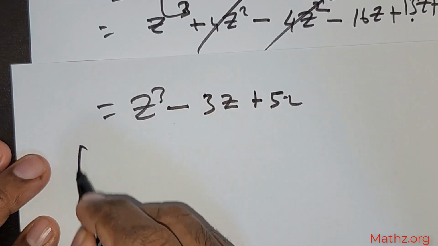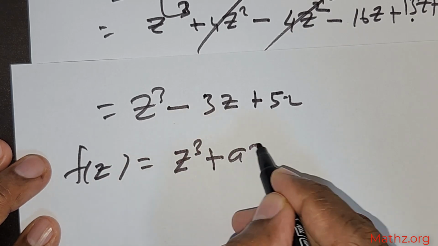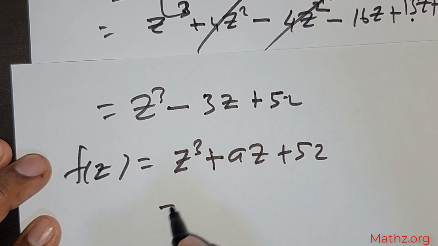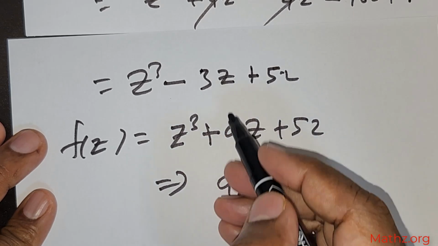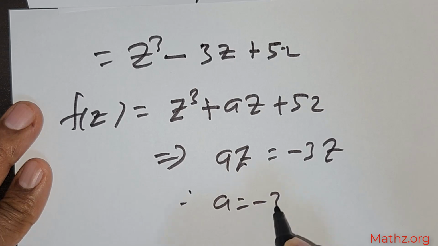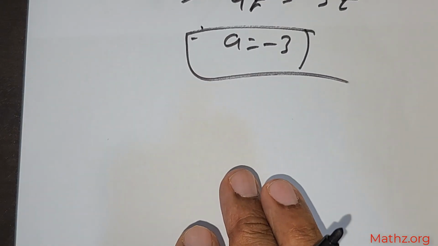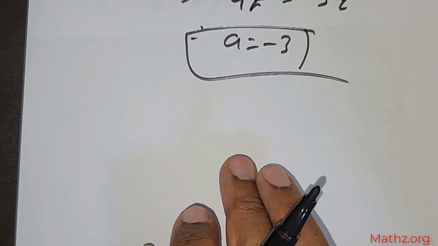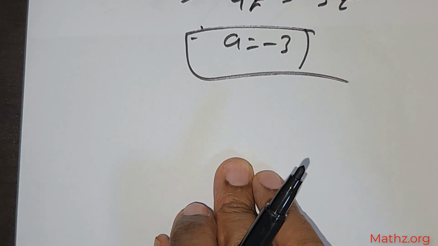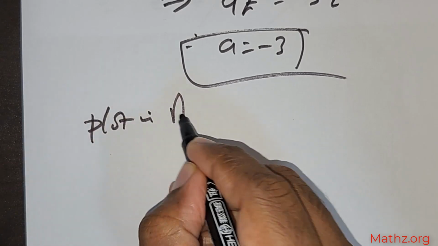Now originally f of z is given as z cubed plus az plus 52. This means a times z is equal to negative 3z. So therefore a is equal to negative 3. Okay, I hope you got that value for a. Now we need to plot an Argand diagram.